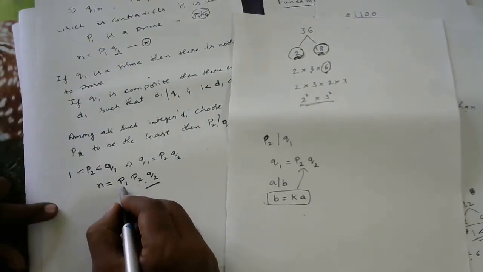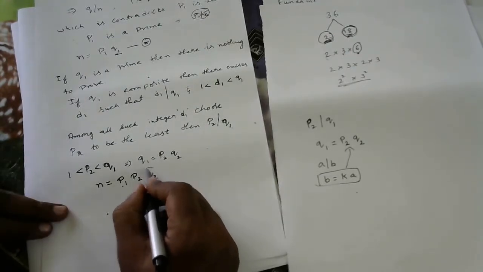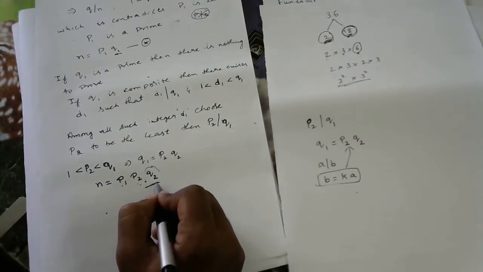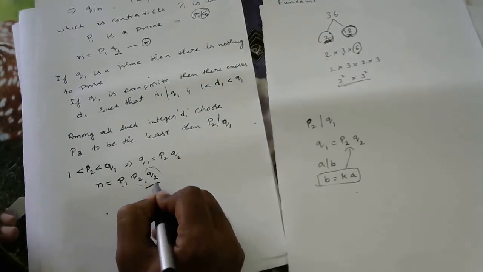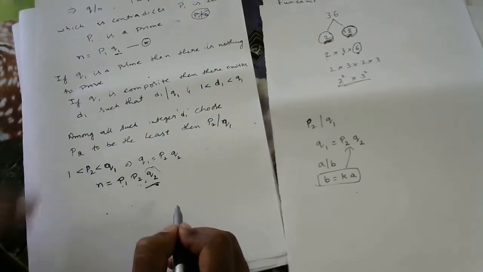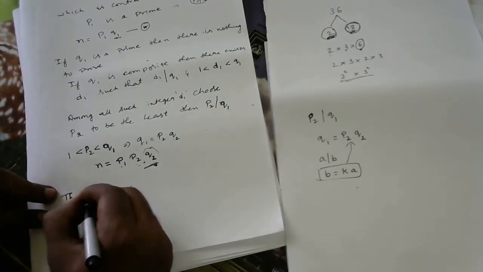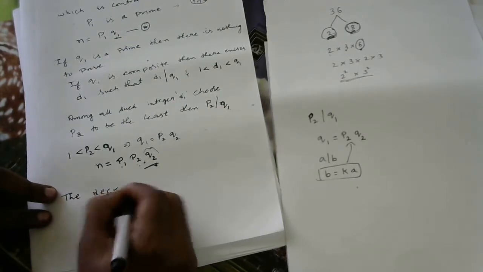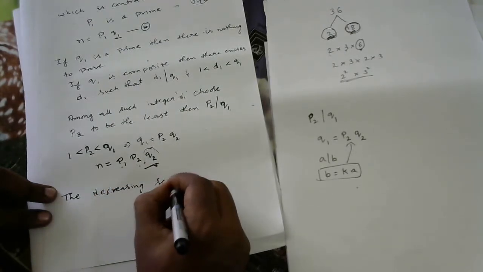So here if p1 is prime, okay, no problem. p2 is also prime, no problem. If q2 is also prime, the process will be stopped. If q2 is not prime, opposite means we have to continue the same process. So here the decreasing sequence.